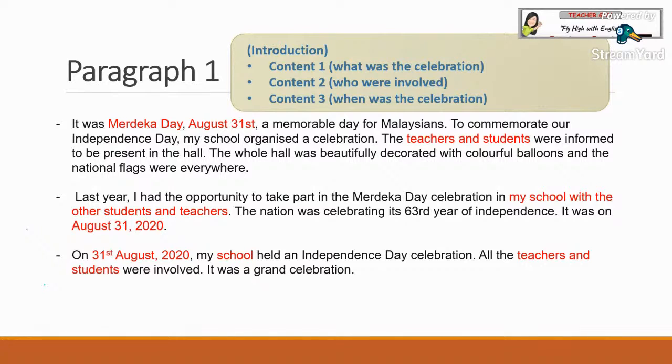So better students can write longer sentences. If you're weaker, try to write shorter sentences. The only problem is if you don't write. Okay, try to write. So the words in red or the phrases in red are the content: what, who, and when. Okay, so far so good.